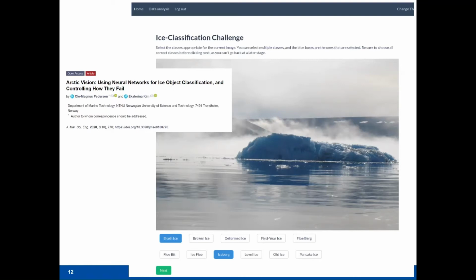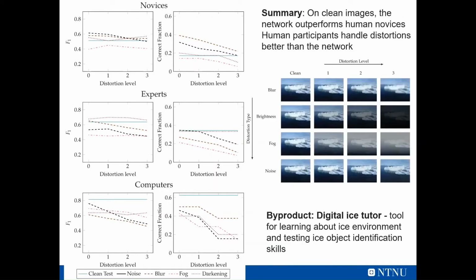For example, in this image, it's brash ice and icebergs that you could see from the ice types. And in addition to using relatively clean images with good visibility, we also tried to mimic some of the common Arctic conditions, and we generated images with distortions that could be met in the Arctic. For example, blur, which varies from clean to scale 3, 3 being the most difficult; brightness, representing lack of daylight; fog, which is also frequent in the Arctic areas; and some noise, when it comes to the images collected from the Arctic area.